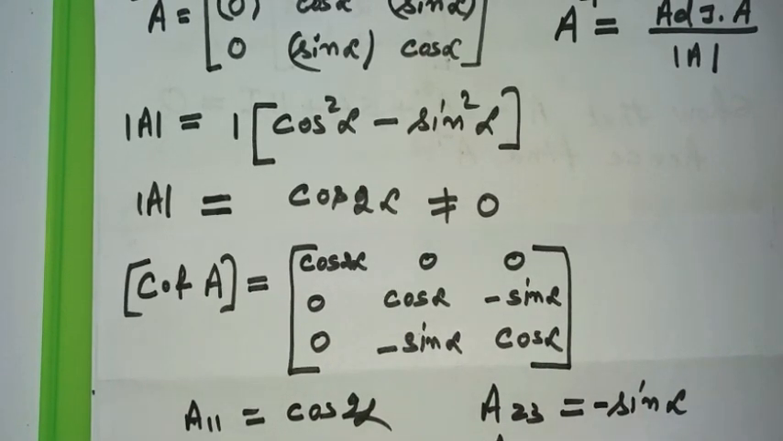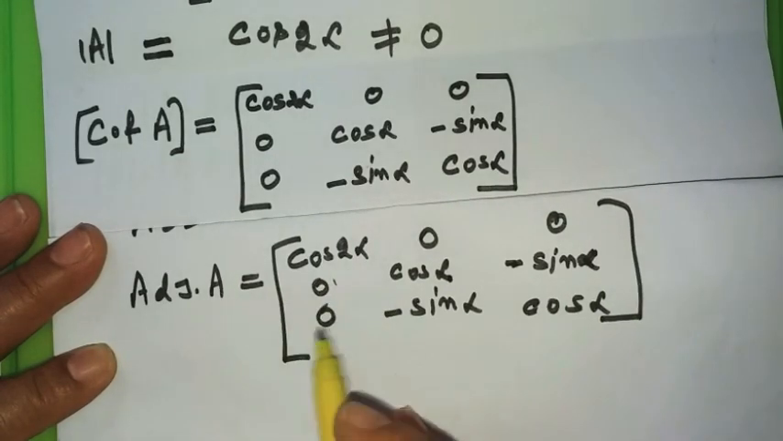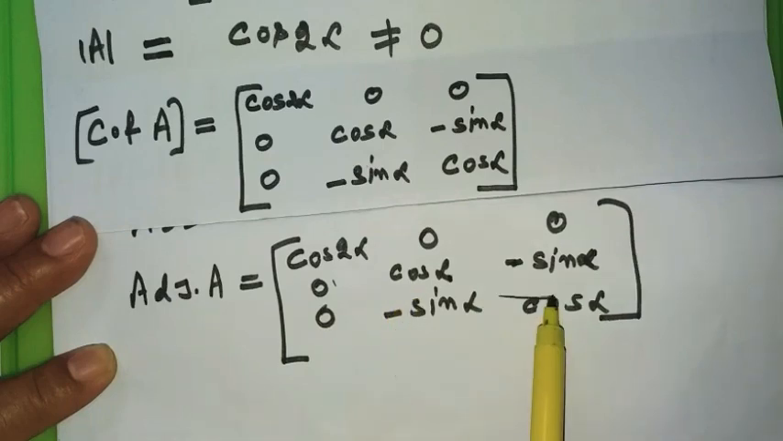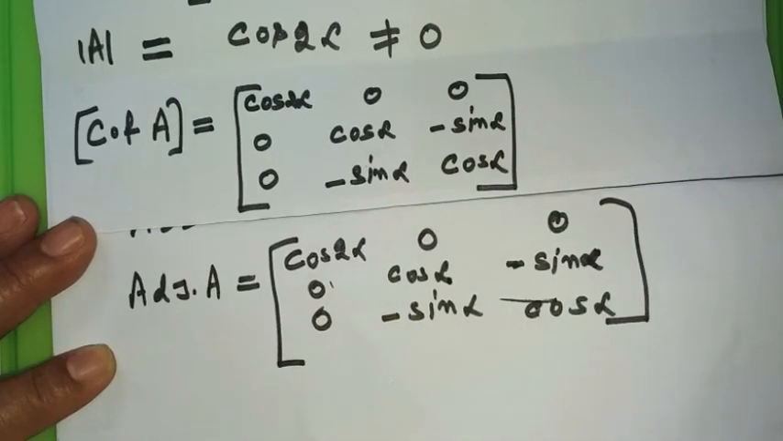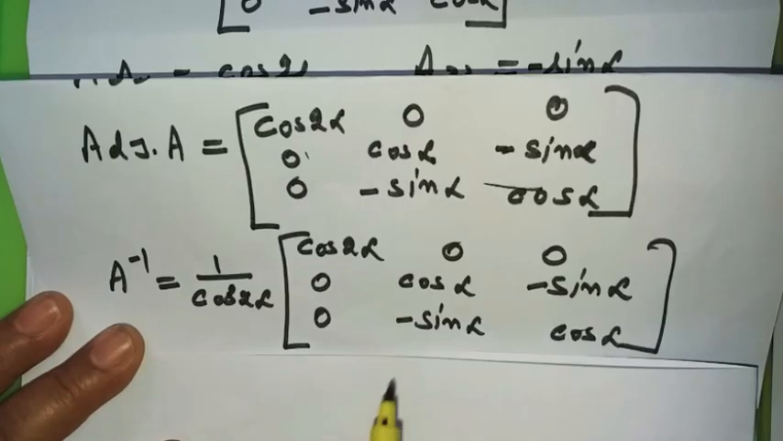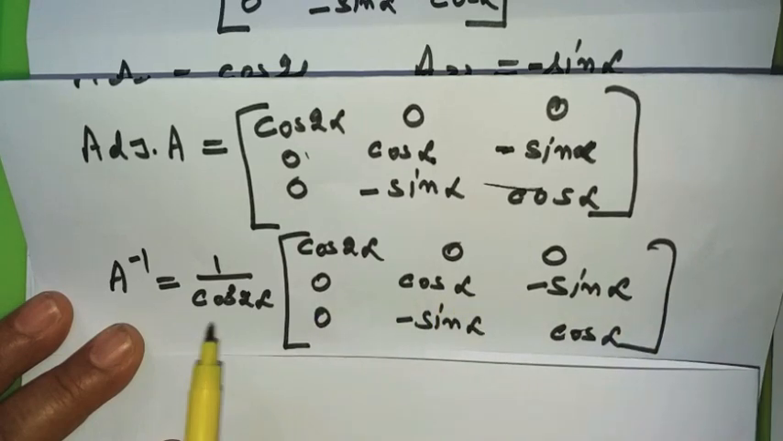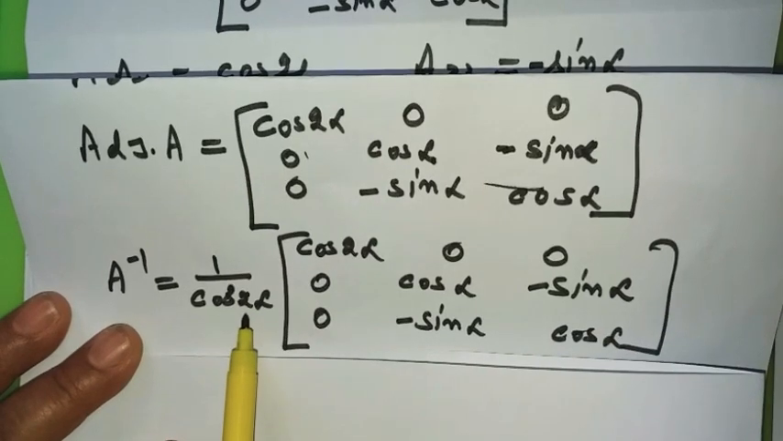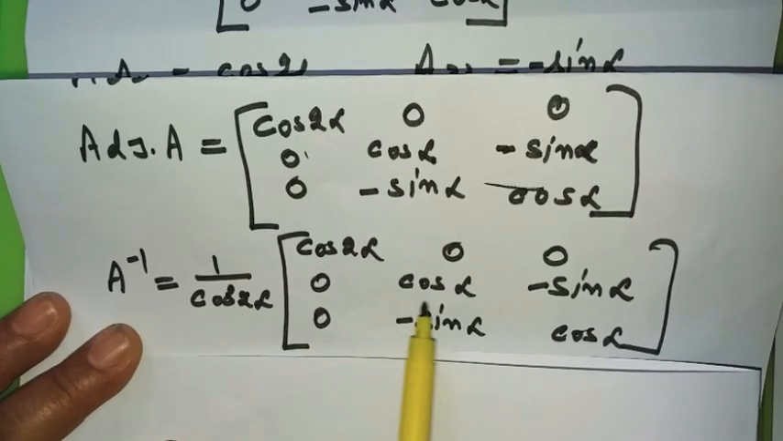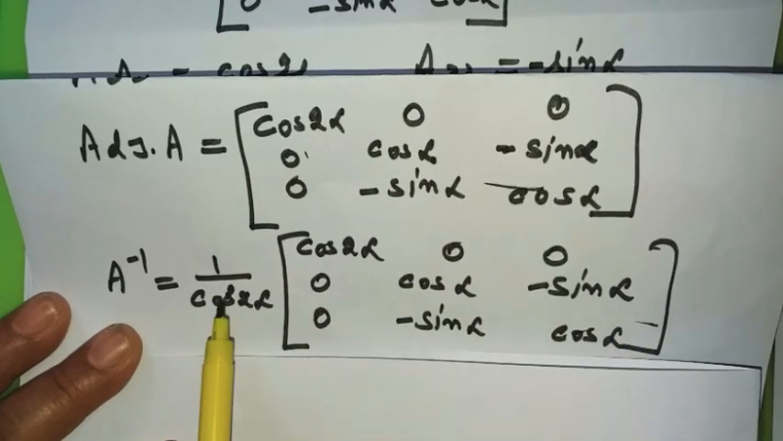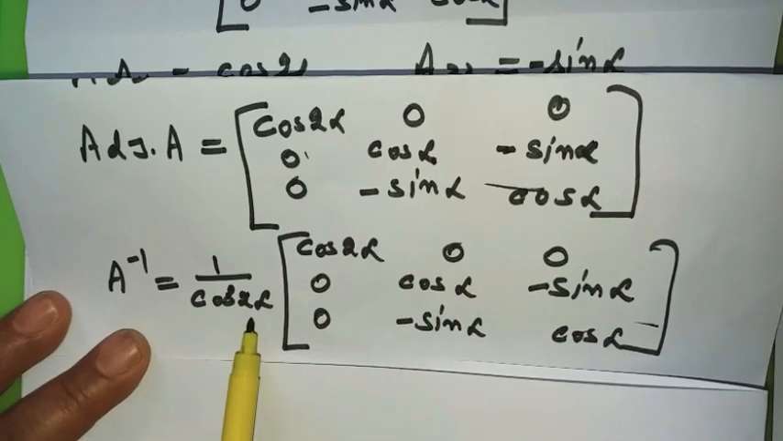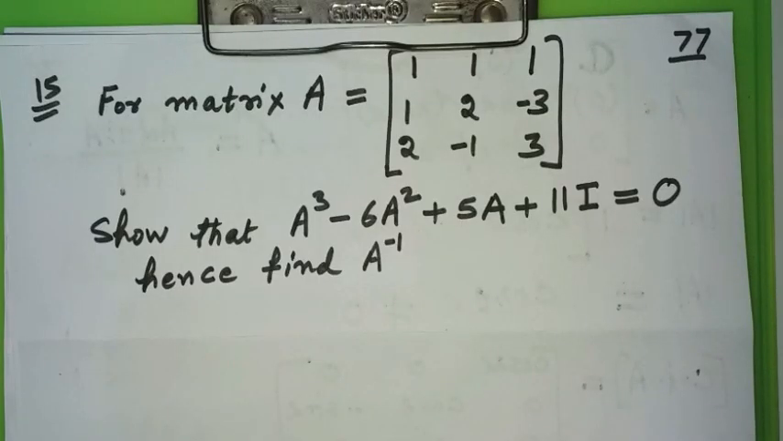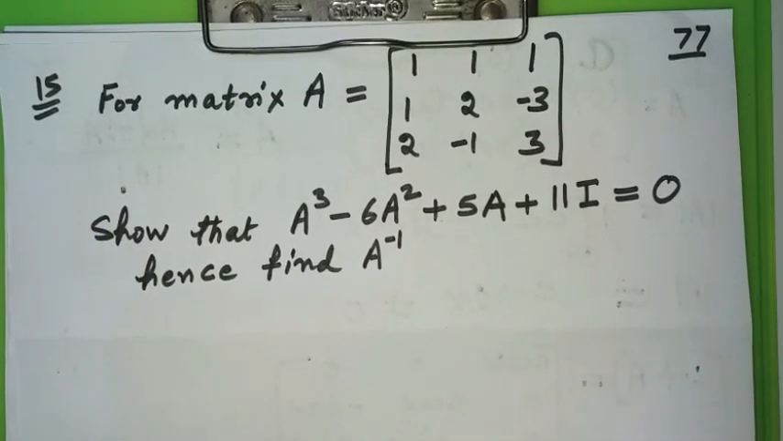Now I find its adjoint. I took the transpose of the cofactor matrix. This is the adjoint matrix. Now we find the inverse. So we divide the adjoint matrix by the determinant of the matrix A. We have already found the determinant of the matrix A is cos 2 alpha, and this was the adjoint A. So I divided, that means every element of this matrix is to be divided by cos 2 alpha, and that will be your inverse. Let us do question number 15 of exercise 4.5.